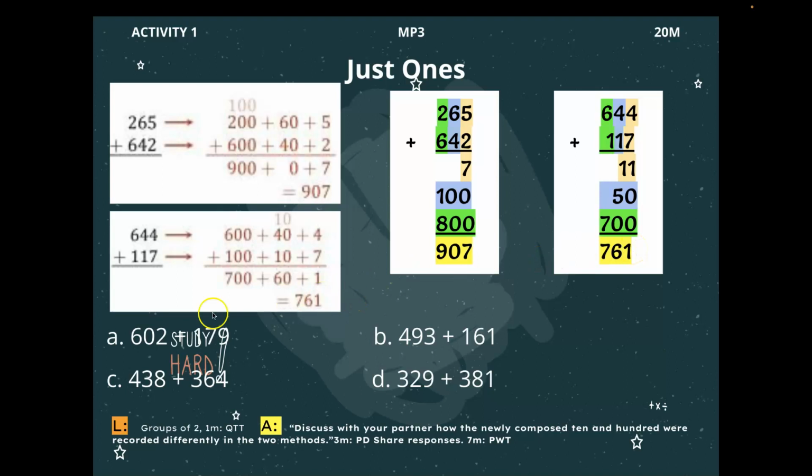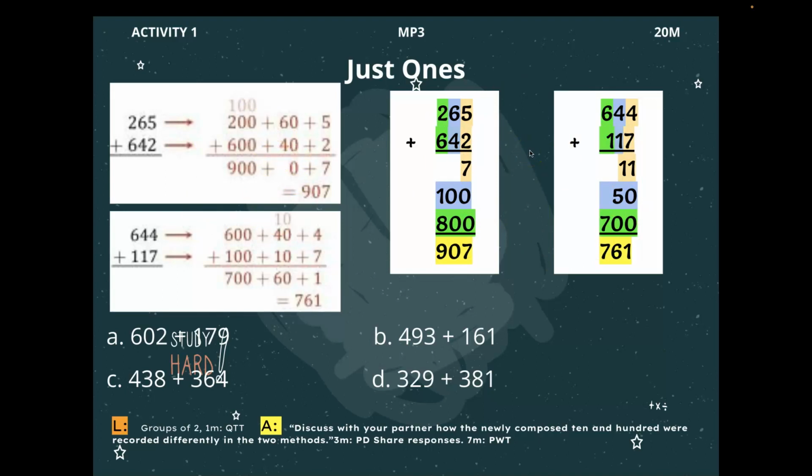Okay, so now you have A, B, C, and D. I want you to choose 2 of these problems to solve. I want you to solve one using the expanded form, and then I want you to solve the other one using the other algorithm that they have shown us on this page. So one problem using this expanded form, and then solve one problem using this algorithm.